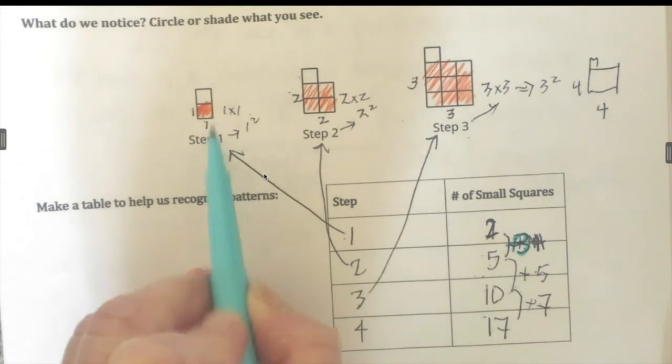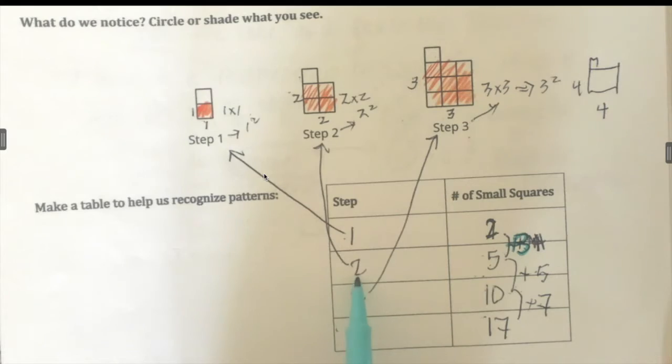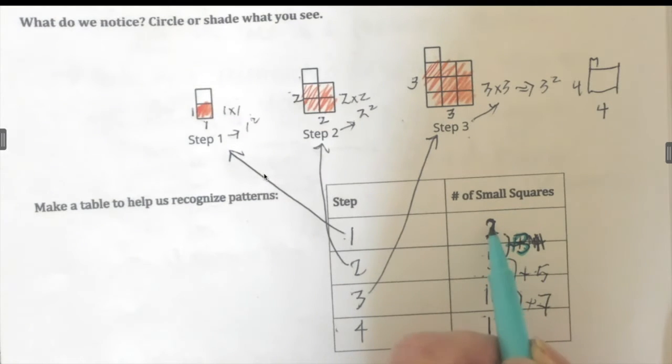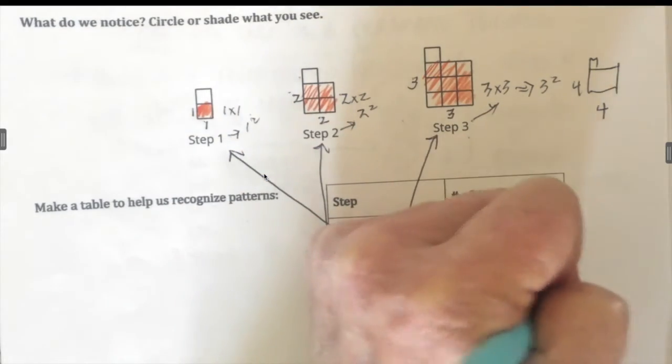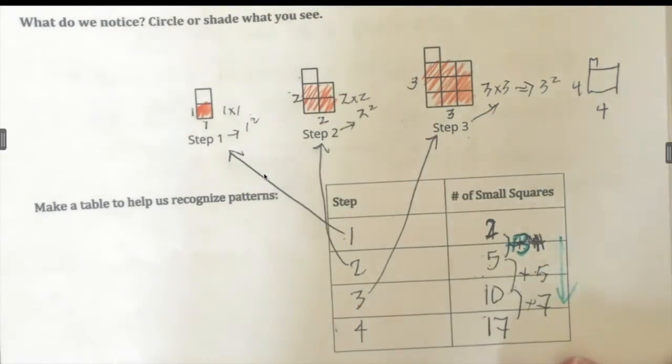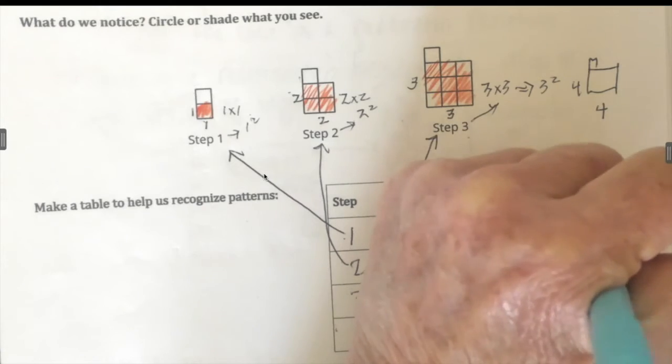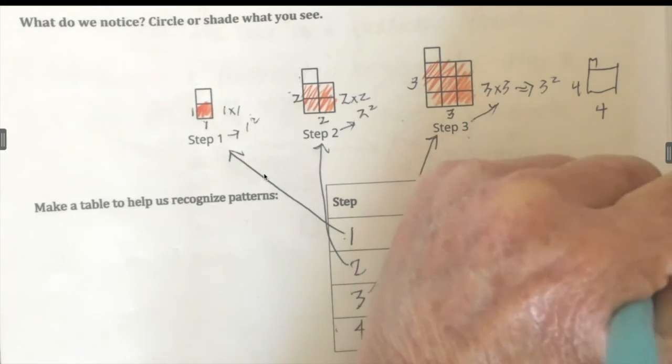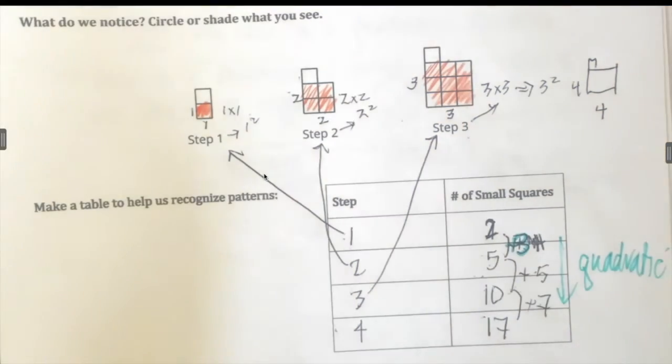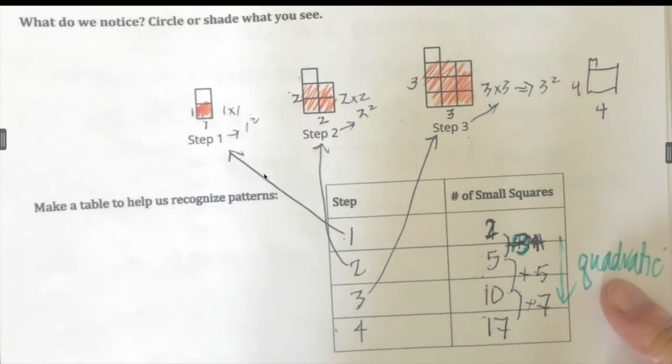So I can now take a look at my table. Step 1 has got 2 squares. Step 2 has got 5 squares. Step 3 has got 10. Step 4, 17. Notice, what did I do when I moved from 2 to 5? I added 3, then I added 5, then I added 7. This is increasing. Therefore, I know, based on my vocabulary terms up on top here, that it's quadratic.